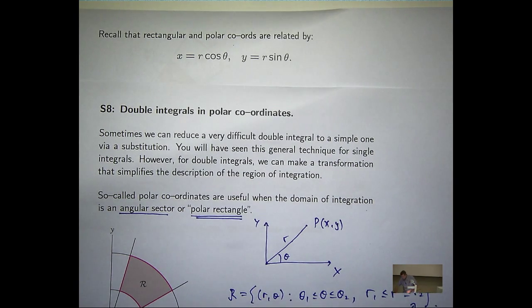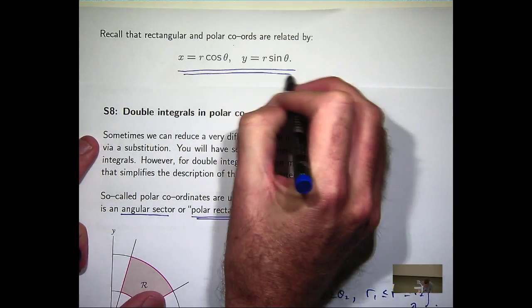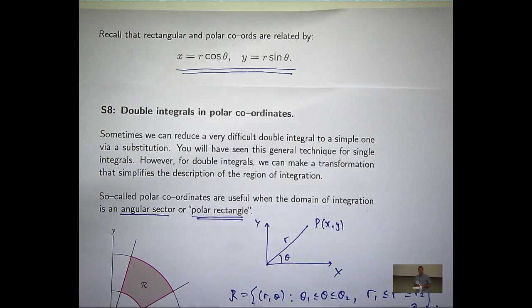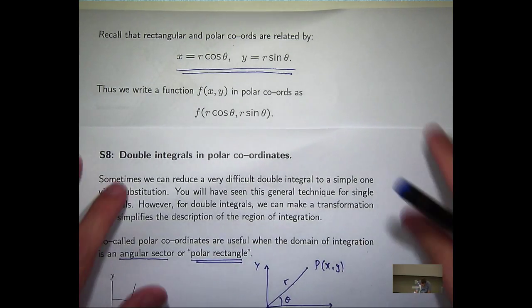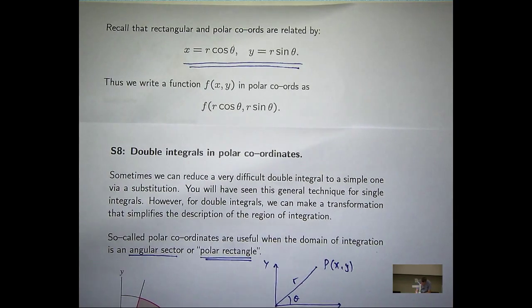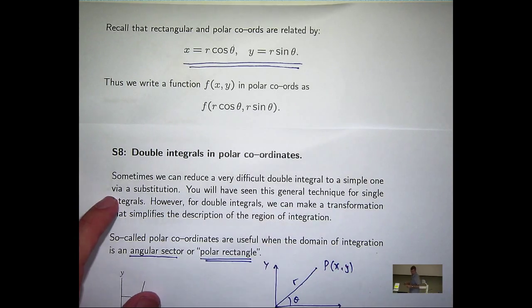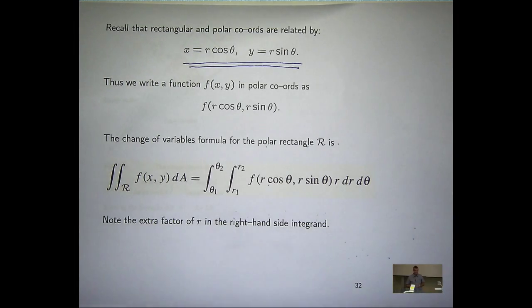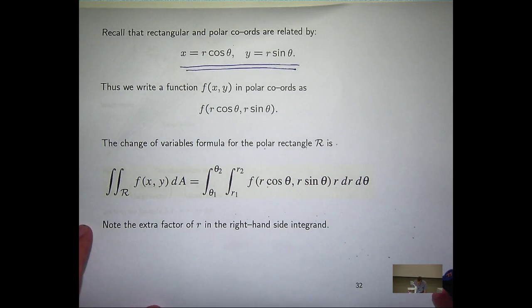Just to recall, the relationship between Cartesian coordinates and these polar coordinates is given here. If I've got a function of two variables, x and y, then I can replace x and y with this change of coordinates, respectively r cos theta and r sine theta. Now, this is important.